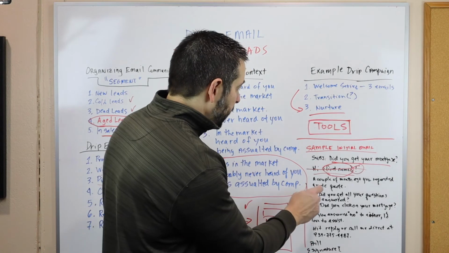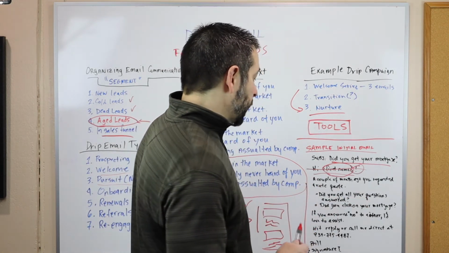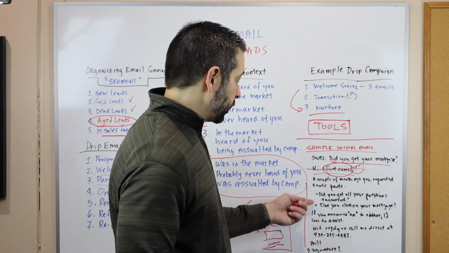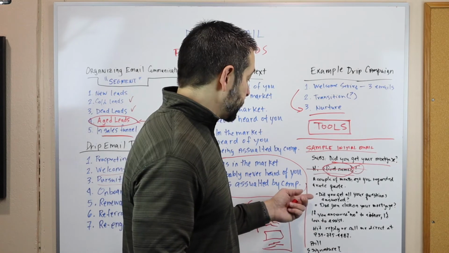Okay, side rant. So this is what this email says. A couple of months ago, you requested a rate quote. And then I use bullet points, so it's really easy for them to scan and read and see what my questions are. And I just ask them two questions.